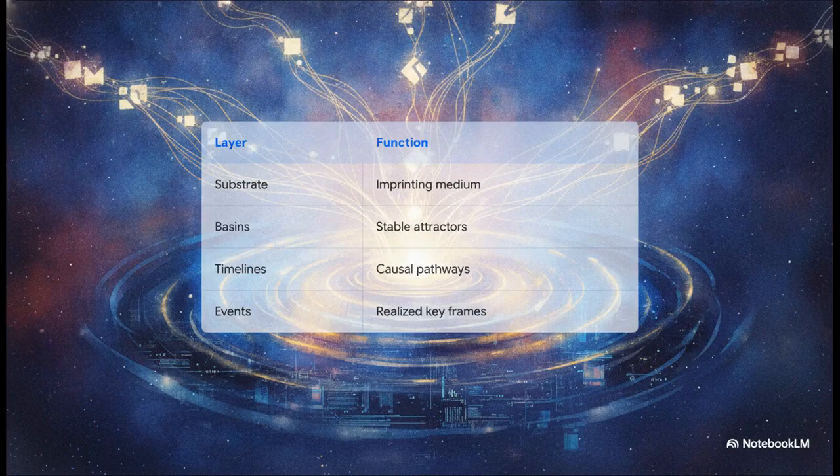Imagine descending through this top-down generative stack, what we call the cosmic loom. Right at the foundation is the substrate. Above that, you have basins. These are stable universes or attractors. Within those basins, coherent causal pathways branch out as timelines. And then finally, right at the very tip of the stack, we have events. Those are the realized 3D keyframes that you and I experience every single day.